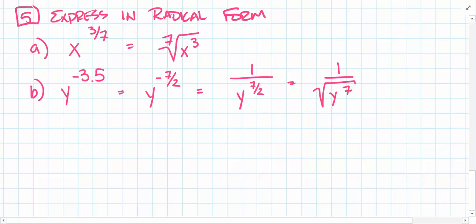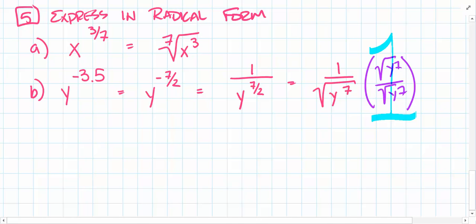Now, who's got a good idea? We can't have radicals in the bottom. Yeah, Daniel. Let's rationalize it. What do you want to multiply by? Square root of y to the 7th, divided by square root of y to the 7th. Okay, and why are we allowed to do this? Because it's a fancy one.